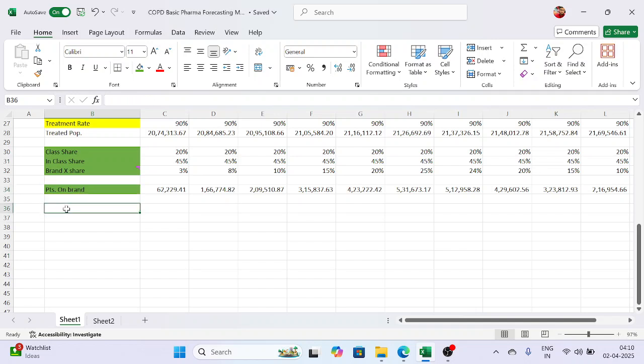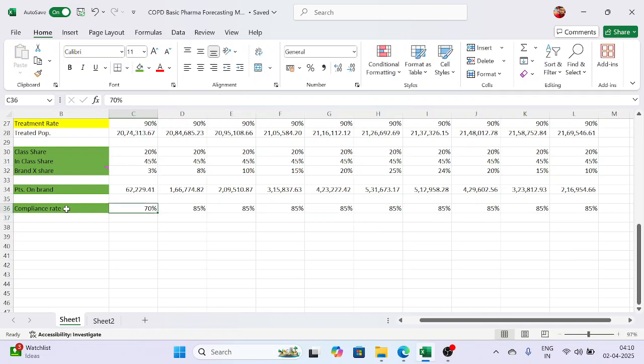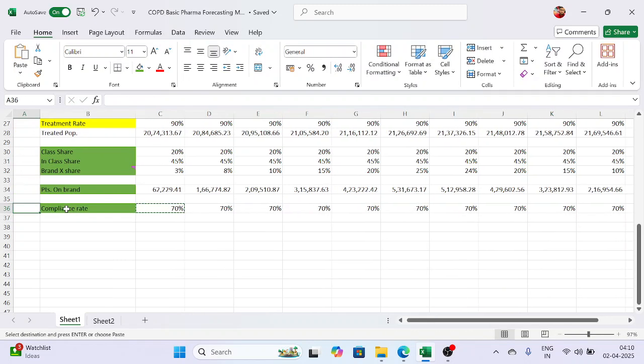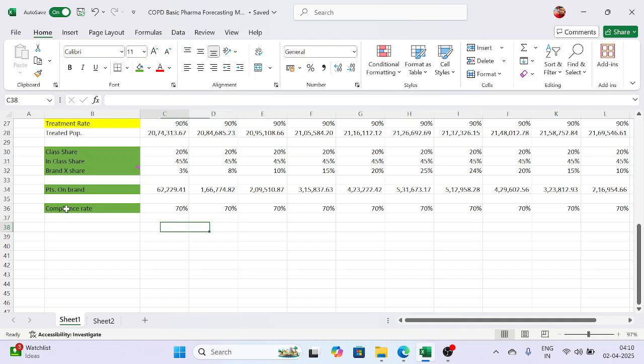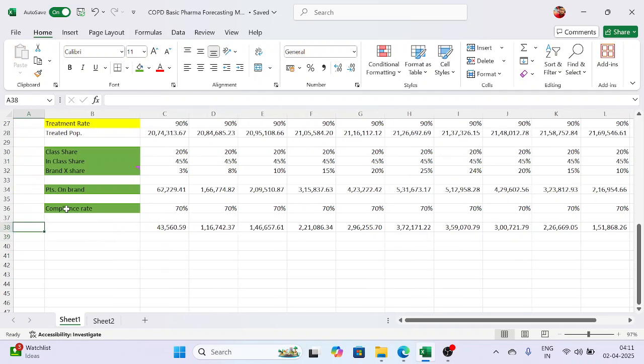There are different conversion parameters, right? Compliance rate is there, access rate is there, healthcare economic outcome research, there are different cuts. So let's assume compliance rate is 85% to this drug, or let's say this is 70%. So compliance rate multiplied by patients on your brand, then you simply do this calculation. This is your actual volume.